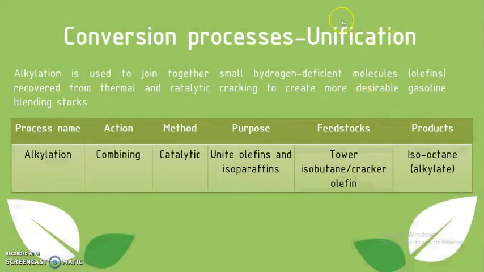The alkylation process is a unification process, or combination process, which combines together the olefin produced from thermal and catalytic cracking to create a product which is gasoline. This table shows briefly how it works. The process is alkylation, and it combines olefin and isoparaffin by using a catalyst to get iso-octane, which is the alkylate.